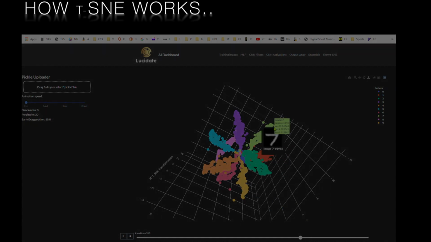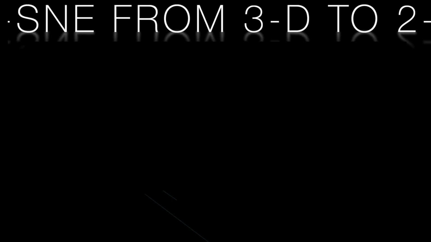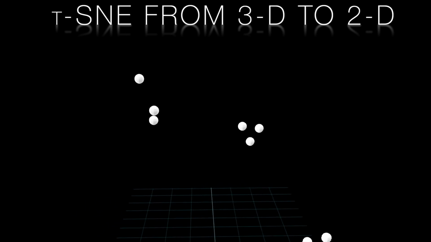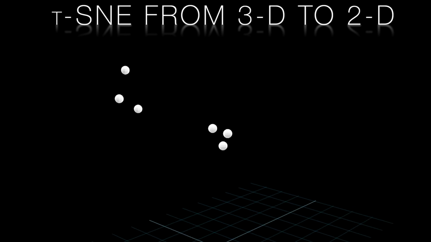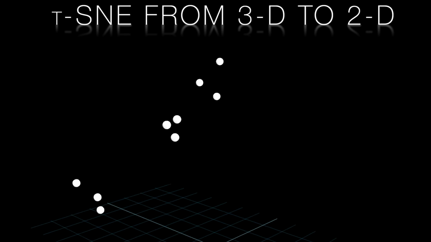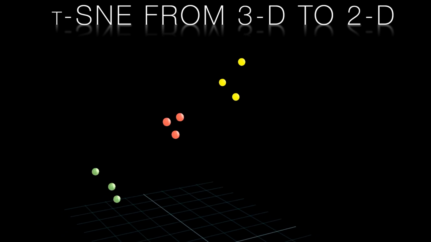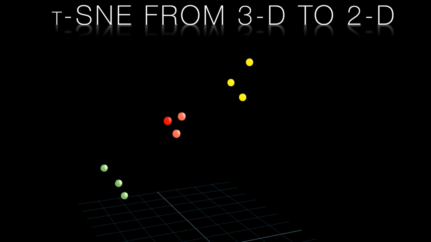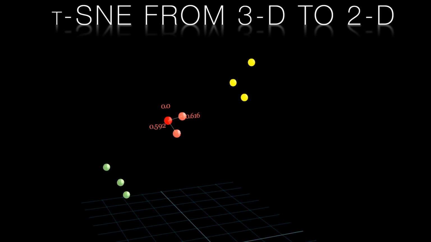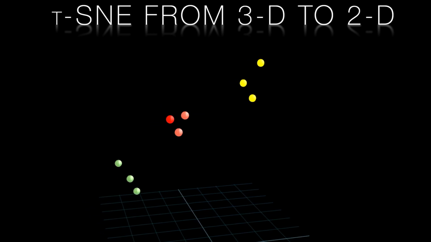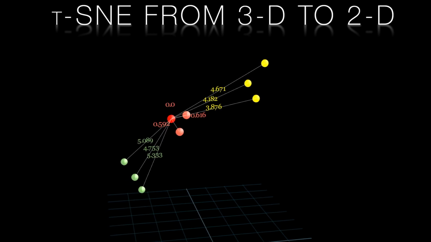Let's look at a simple example. We'll use t-SNE to reduce data from a 3-dimensional bubble chart to a 2D map. Here are a set of points in 3D. We can see that they're clustered together in 3 distinct groups. We can color code each group so that we can more easily refer to them. Let's look at the red group and this red point in particular. We can calculate the distance from this point to each of its neighbours. We can also calculate the distance from this point to all the other points in both the yellow and the green groups.